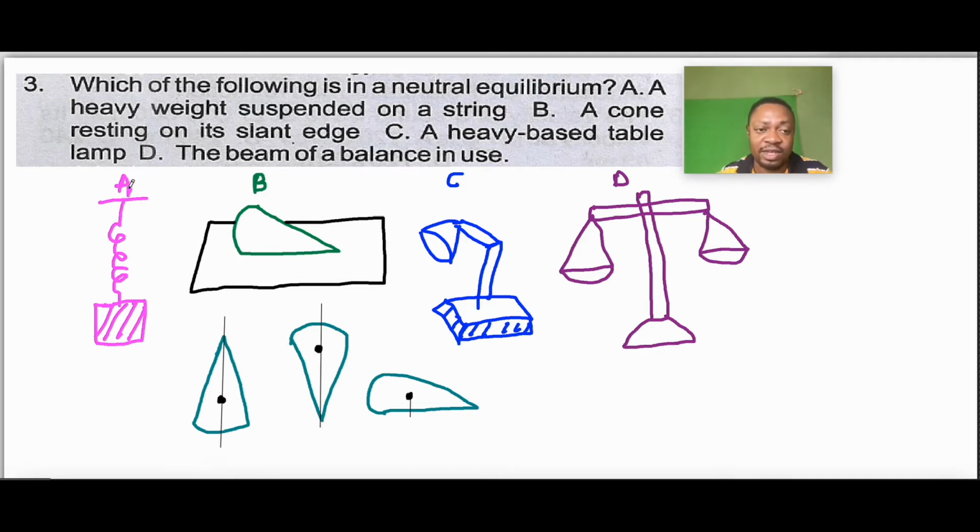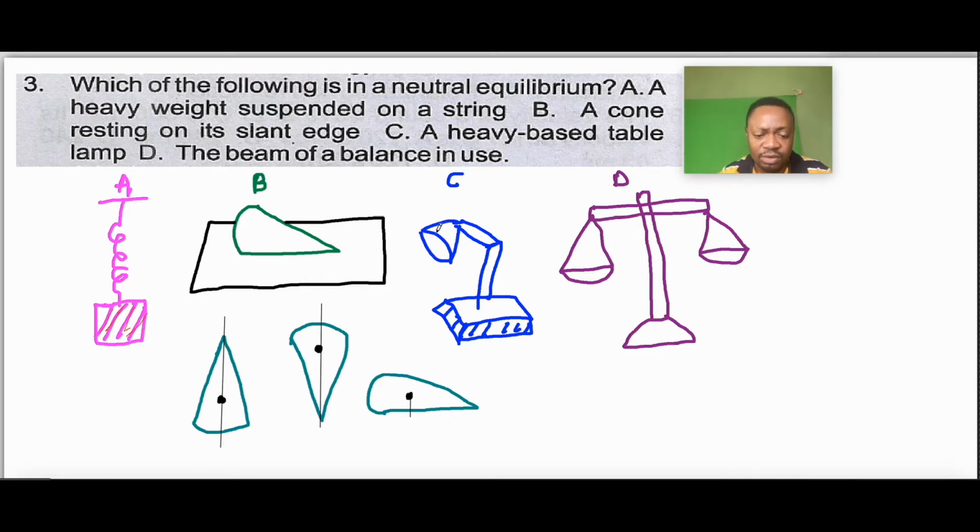This is for option A, which says a heavy weight suspended on a string. This is the heavy weight that is suspended on this string. Then for option B, which says a cone resting on its slight edge. For this one, C is the heavy base table lamp. This is the lamp, and D is the beam of a balance in use.